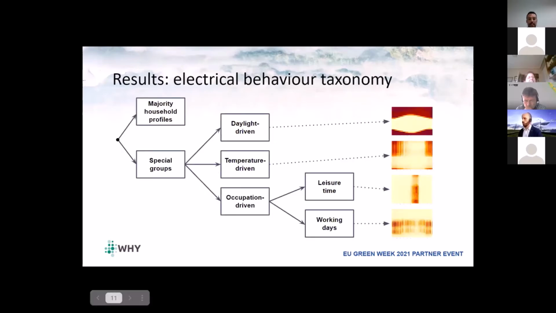Currently, we are working on a taxonomy to classify the clusters according to the type of household that they represent. This taxonomy has, at the moment, two main branches, one for special groups, because their features are more distinct than the rest, and another branch for the remaining groups, which in contrast appear more general purpose. Within each branch, we are creating sub-branches to make a more comprehensive classification. As you can see here, we have clusters of load profiles that are driven by sunlight, by temperature, and also by leisure or working time.